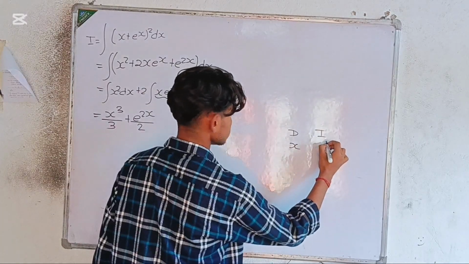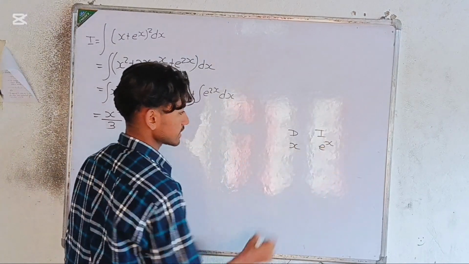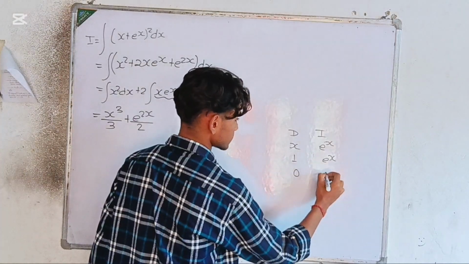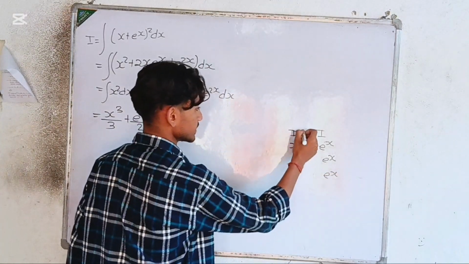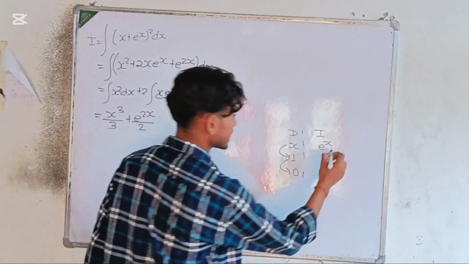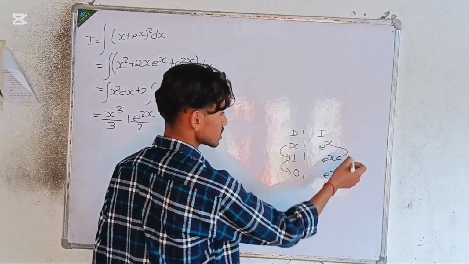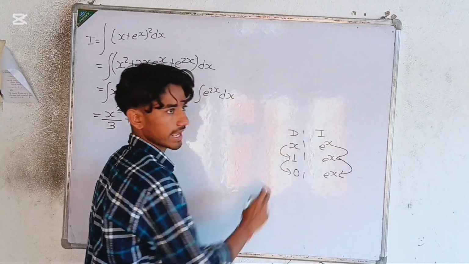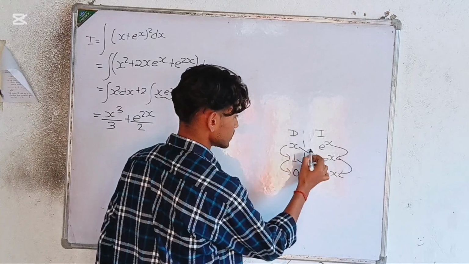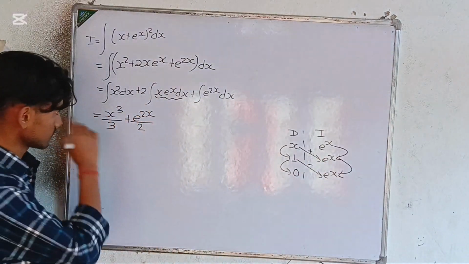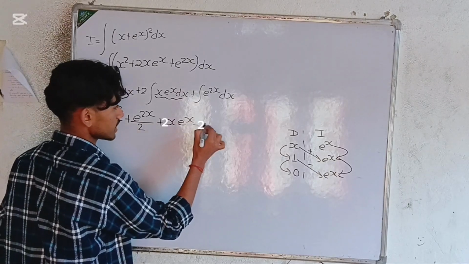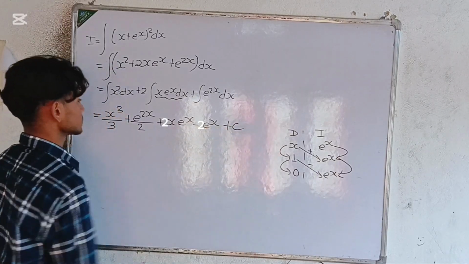integration? We just use this idea: the differentiation of x is 1 and then 0, and for e to the x, again it is e to the x. So it means that you have to differentiate x until it becomes 0, and you have to integrate the exponential term up to where x is 0. Now you have to multiply diagonally, and this is going to be plus and this is going to be minus. So you basically get x e to the x plus x e to the x minus e to the x with some constant c.